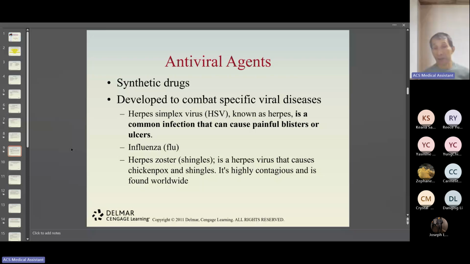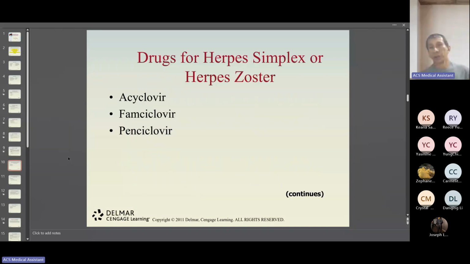And when you see these blisters, large, very ugly ones, you immediately know that this is shingles or herpes zoster. Very common once again, and very contagious. Got to be careful.